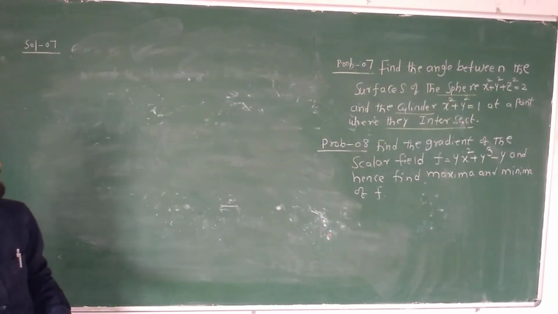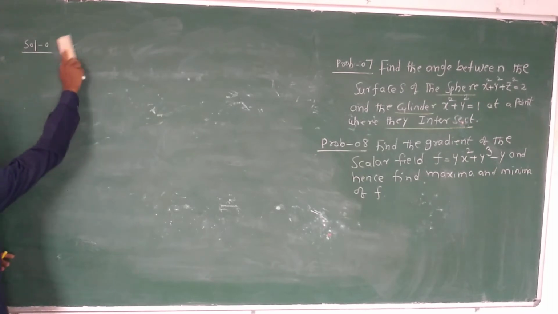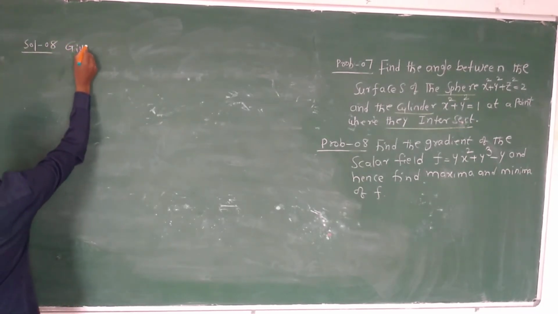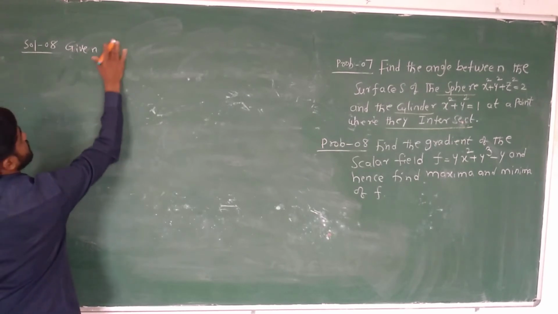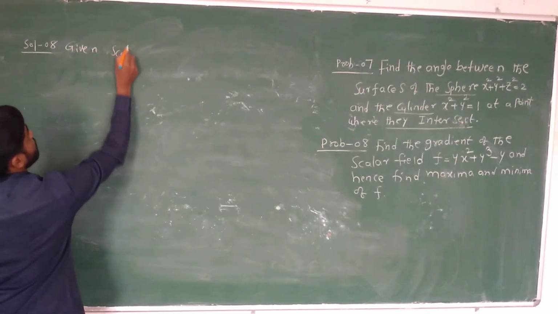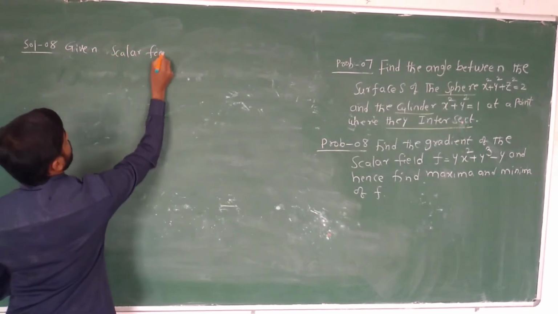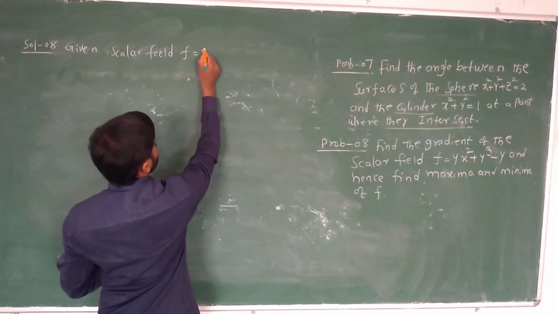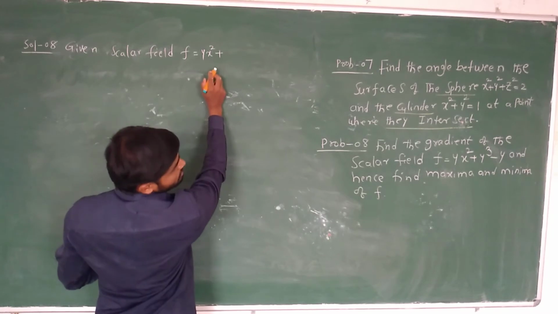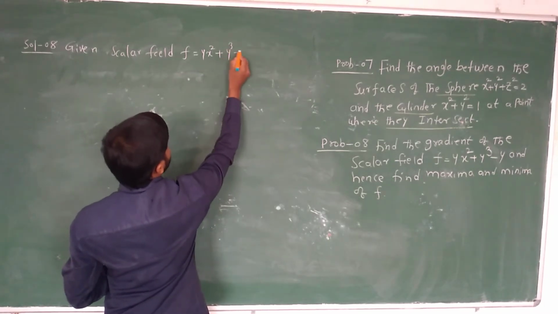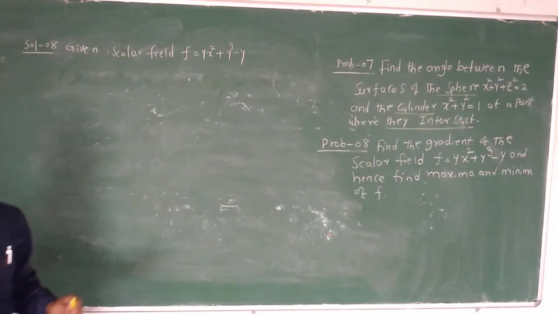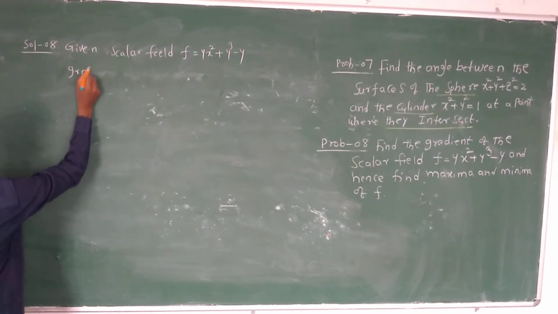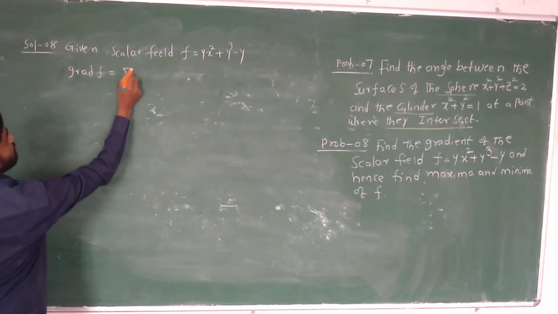Find the gradient of the scalar field. Solution to 8th problem. Given scalar field f is equal to yx square plus y cube minus y. Okay, quickly compute what is the gradient of this one. Gradient of f is equal to del f.